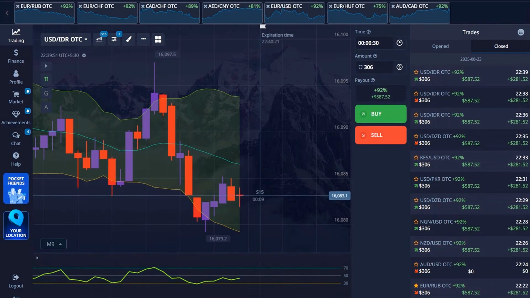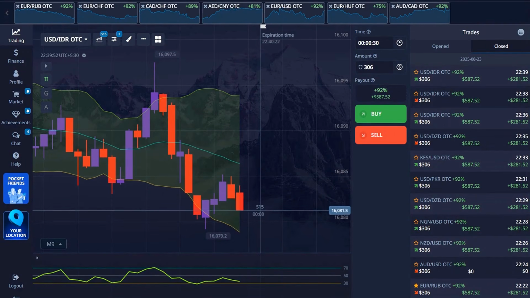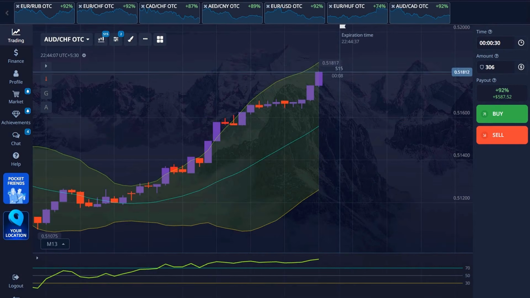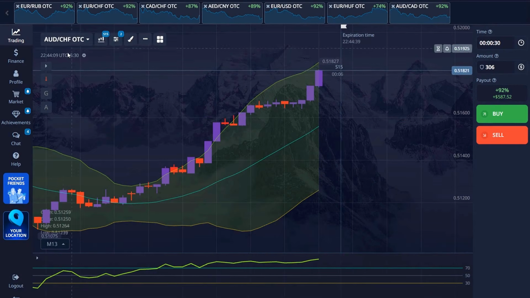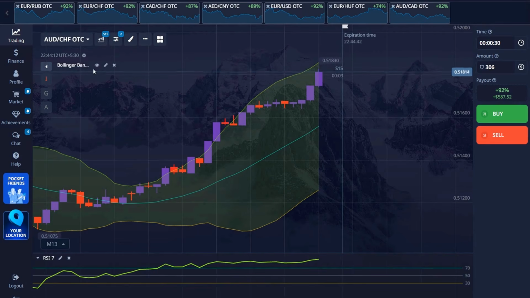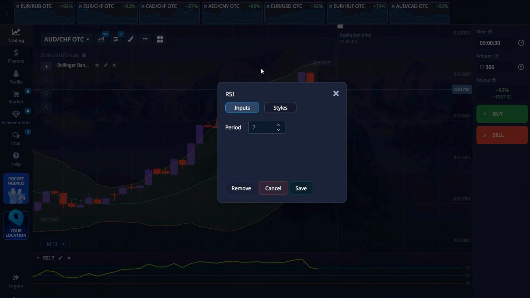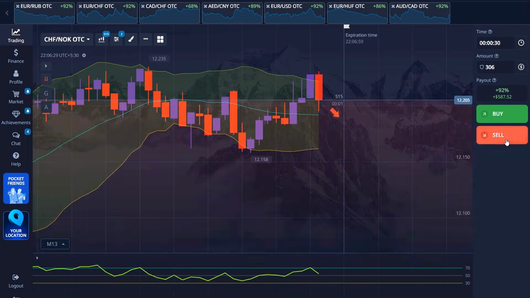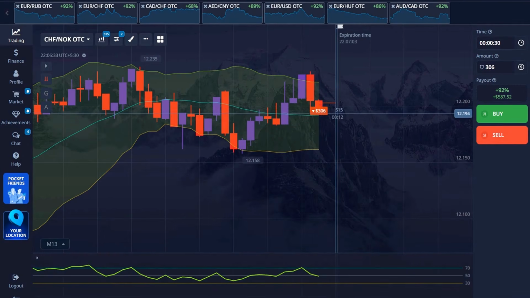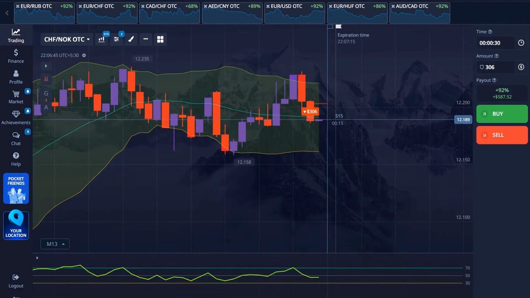All right, traders, so now you've seen the complete OTC Trap strategy in action. We use just two simple indicators: Bollinger Bands, period 20, deviation 2, and RSI, period 7. By combining these two tools, we were able to clearly spot false breakouts, confirm them with RSI, and then take accurate trades. Trading in the over-the-counter market involves risk, so always test this on a demo account first before applying it in real trades. Never risk money you cannot afford to lose.